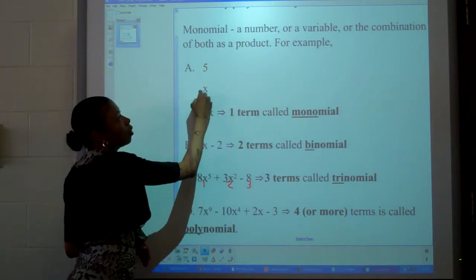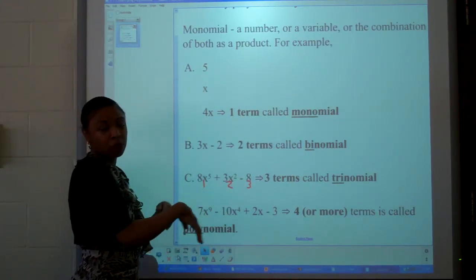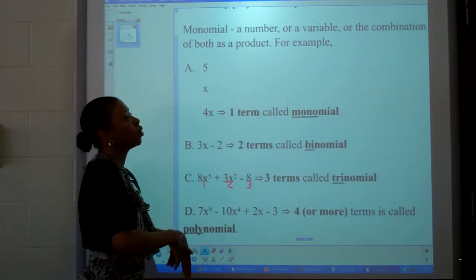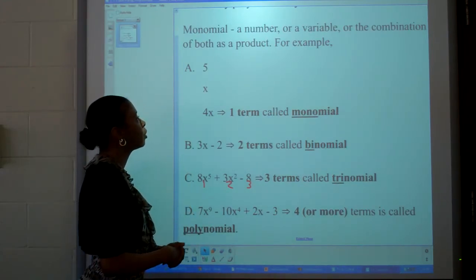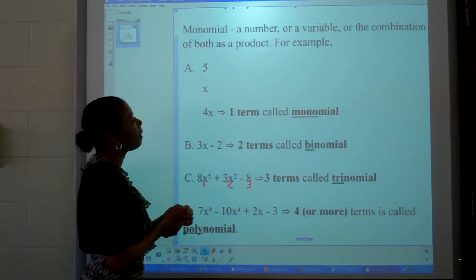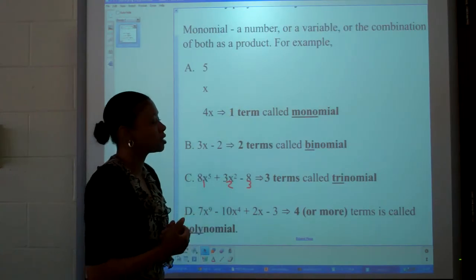4x is a monomial, 5 by itself is a monomial, negative 18 is a monomial, negative 22 is a monomial, the letter p by itself is a monomial. So when it's by itself, it's a monomial.